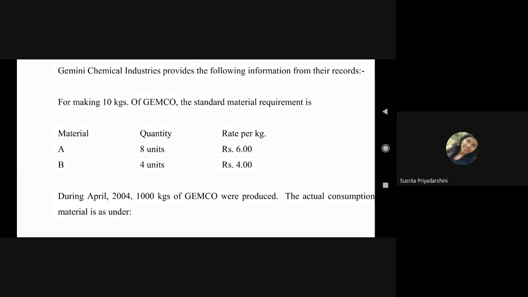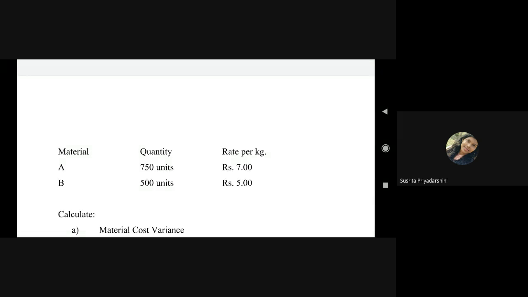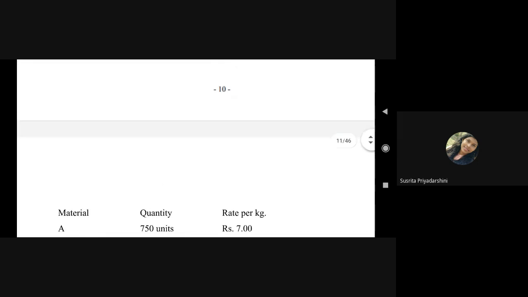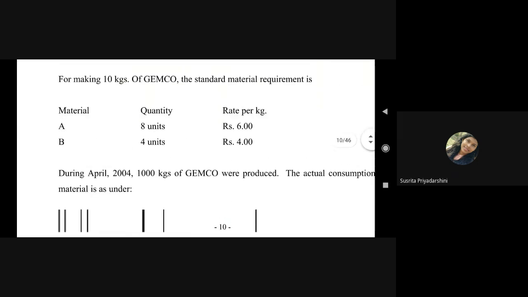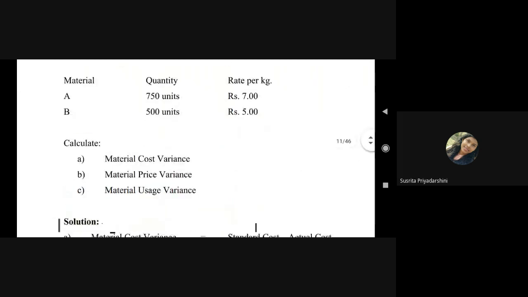ओके, यहाँ पर लिखा गया है फॉर मेकिंग 10 केजीज ऑफ जेमको द स्टैंडर्ड मटेरियल रिक्वायरमेंट इज 8 यूनिट्स. देन फॉर फाइंडिंग मींस प्रोड्यूसिंग 1000 केजीज इट विल बी 800 यूनिट्स. देन बी विल बी रिक्वायर्ड 400 यूनिट्स. नेक्स्ट यहाँ पर जो एक्चुअल आ गया 800 400 के बदले हमें एक्चुअल लगेगा 750 यूनिट्स और 500 यूनिट्स. तो हम ये जो सारे हैं उनका हमें निकालना है मटेरियल यूसेज वेरिएंस. कैसे निकालेंगे इंडिविजुअली दोनों का निकालना पड़ेगा.